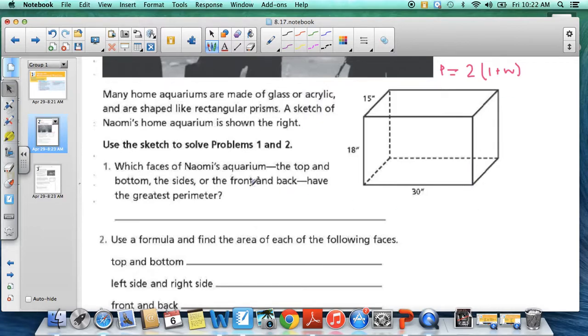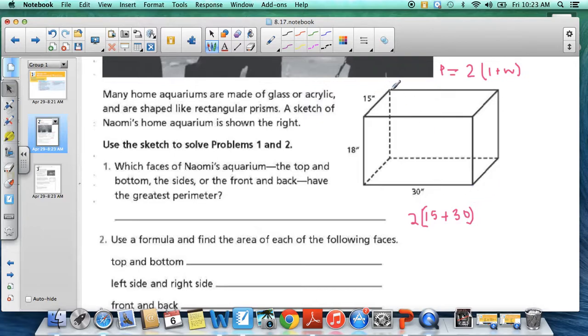So, let's look at the top and the bottom. Let's find the perimeter of the top first. So that would be 15 plus, okay, so we'll just do the times 2. Sorry guys, I'm probably confusing you. This is supposed to be a parentheses. So the perimeter of the top is 15 plus 30 for the length and the width of the top and the bottom.